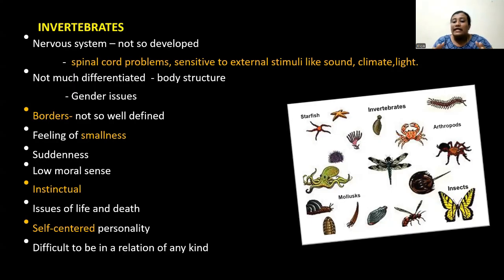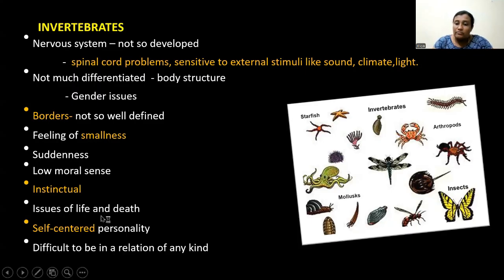All the beginning type of mineral remedies you will see, like natrum, magnesium, kali, calcarea, those features you will see. Low moral sense because they are not well developed. They don't know what is right, what is wrong. For them, everything is one, instinctual, suddenness. So there'll be issues of life and death because a mollusk is easily crushed. They are easily preyed upon. So they'll be having the issues of life and death.